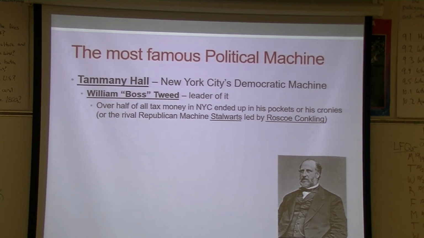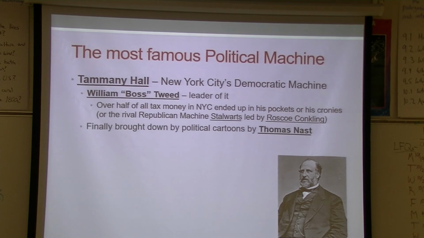Now, before we go thinking it's all Democrats, Republicans had their own machines. We had the Stalwarts that controlled many other areas in the state of New York. We had the Half-Breeds that controlled areas throughout the North, also for Republicans. So the political machines were both.